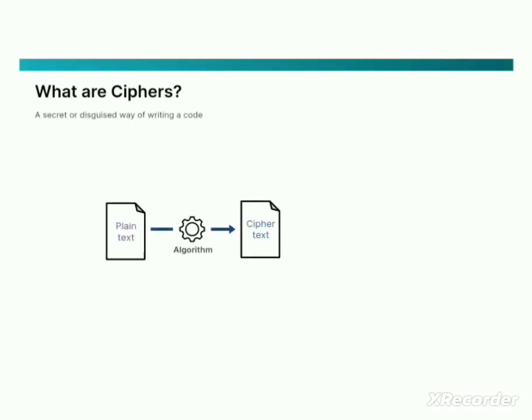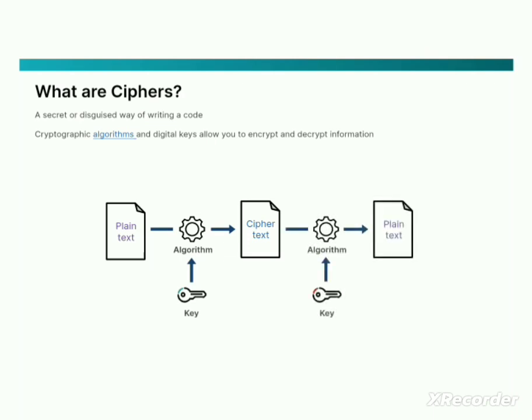A cipher is a secret or disguised way of writing a code. In the digital world of computers, cryptographic algorithms are used as ciphers, along with digital keys, to convert plain text to ciphertext, and back again. This process is known as encryption and decryption.